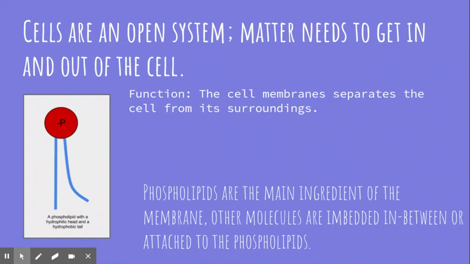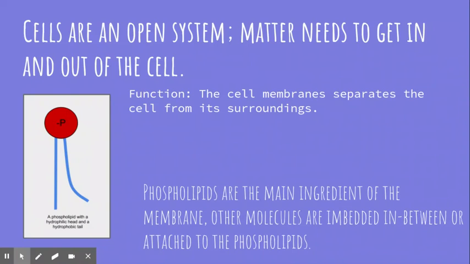Now, I keep saying that this is really important because things are going to pass into the cell. Well, where are they passing into? And what are they doing? Well, cells are what we call open systems. Open systems means that matter has to get in and out of the cell. If it was a closed system, nothing would leave. But our cells are open. They want energy in and they want waste out.